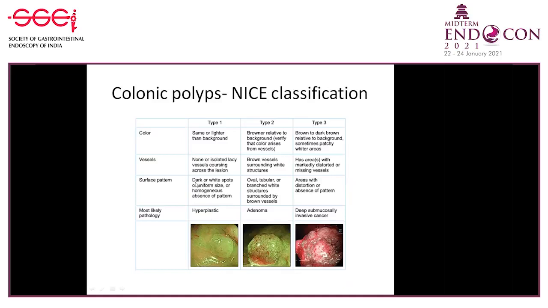NICE classification also gives it very nicely. Here you see that NICE classification divides it into types 1, 2, and 3 and takes into account the color, vessel, and the surface pattern. Why do we need to know all this? Because that is going to help us decide how deep we are going to cut.